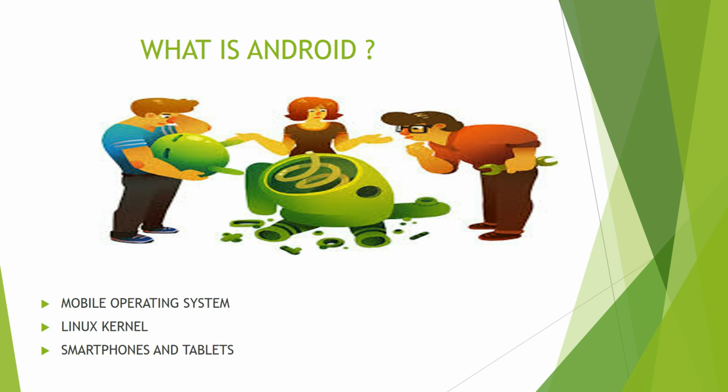Android is a mobile operating system based on Linux kernel which is developed for smartphones and tablets. So when it comes to Android, three important keywords to remember: Android is a mobile operating system which is based on Linux kernel, or which is developed using Linux kernel, and which is used on smartphones and tablets.